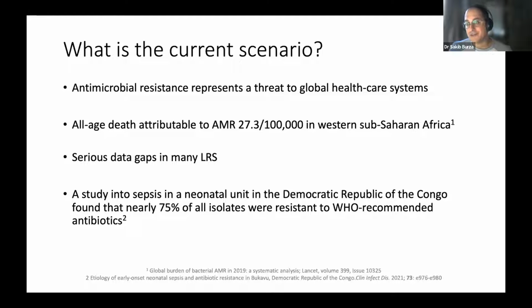There are, however, huge gaps in knowledge when it comes to where we are with antibiotics and with general microbiology services in limited resource settings. A good paper that was recently published showed that even in the DRC, which is really one of the weakest health systems globally, in a neonatal unit, nearly 75% of all isolates are resistant to the WHO recommended antibiotics, which are the antibiotics that we have on tap in these sorts of settings. Getting higher level antibiotics is very difficult and very expensive, so they tend not to be available to the population.